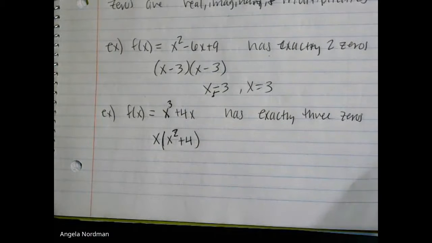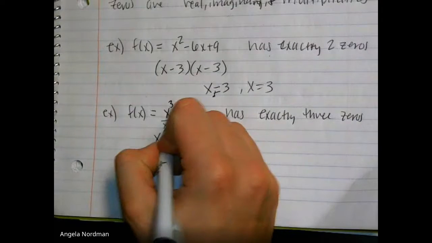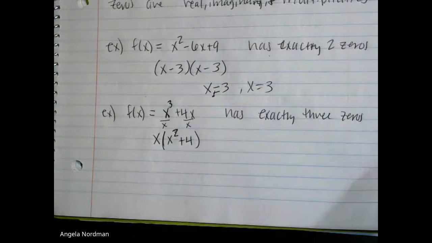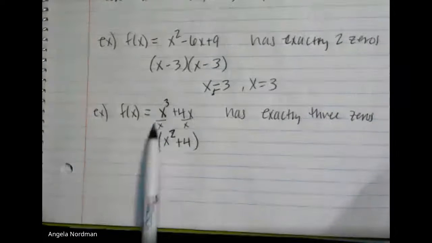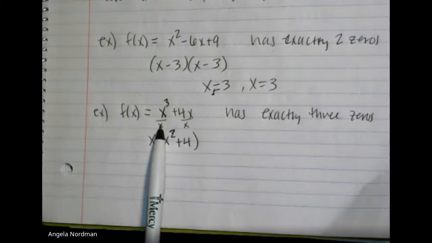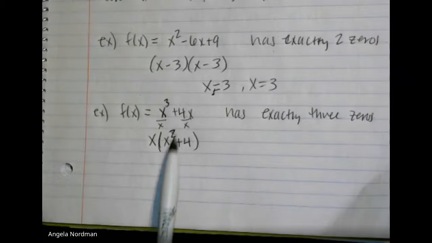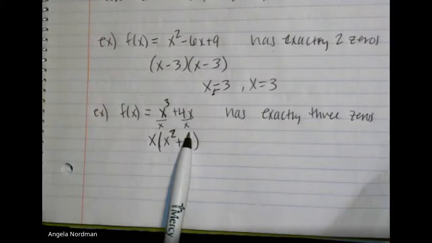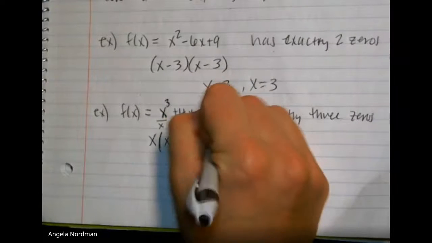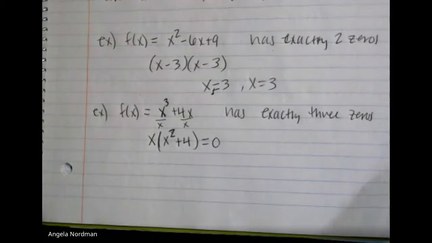Again, the thought process behind factoring out a greatest common factor would be if we factor out an x, it's the same thing as dividing each of those terms by x. X cubed divided by x gives me x squared. 4x divided by x gives me just 4. We're going to go ahead and set this equal to 0 because we know we're trying to find the zeros.